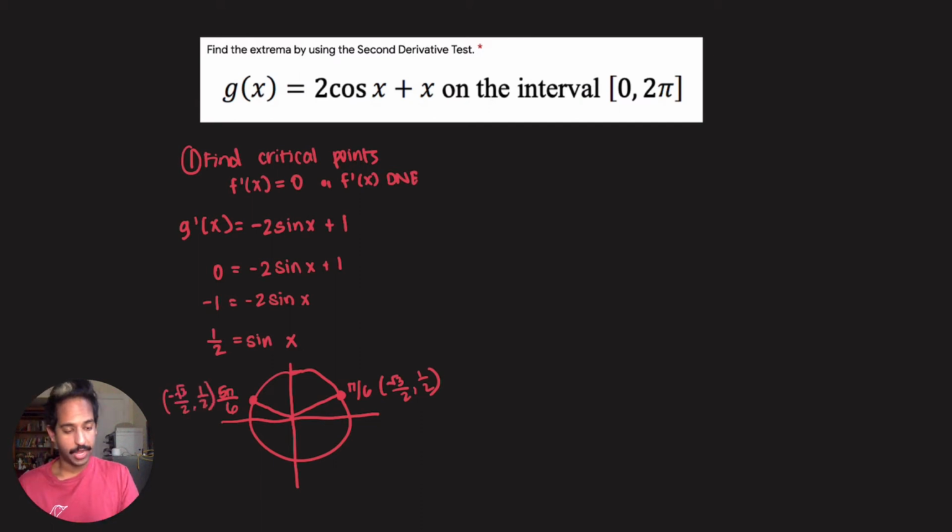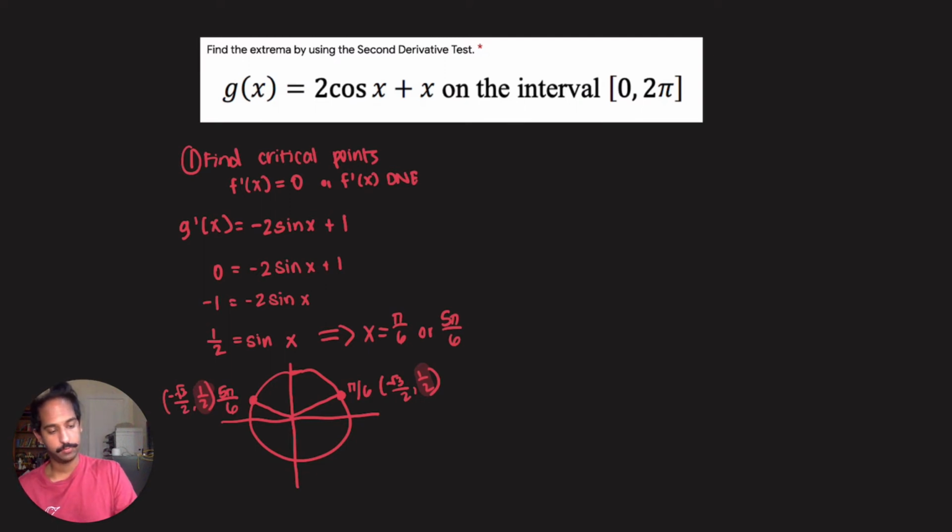Since we're looking at the y's, when we're trying to find sine, I know that pi over 6 and 5 pi over 6 are my x values. So I'm going to write that down. X equals pi over 6 or 5 pi over 6. Alright, so we have our 2 critical points. Now what we need to do is determine whether or not these are maxima or minima by applying the second derivative test.